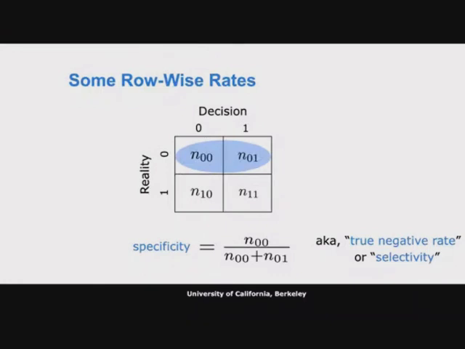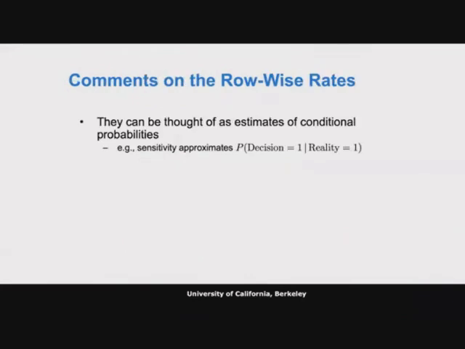So other names for specificity are true negative rate, selectivity. By the way, there are Wikipedia pages on that. If you type Wikipedia specificity, you'll find a whole page devoted to all of these synonyms that tries to explain it. So these row-wise rates are conditional probabilities, or estimates of conditional probabilities. For example, the second row, sensitivity, is an approximation of the probability that when reality is 1, you made a decision equal to 1. Okay? So it's a conditional probability conditioning on reality. That's a frequentist kind of thing to do, to condition on the truth, which you don't know, and say something about the probability of an outcome, a decision.